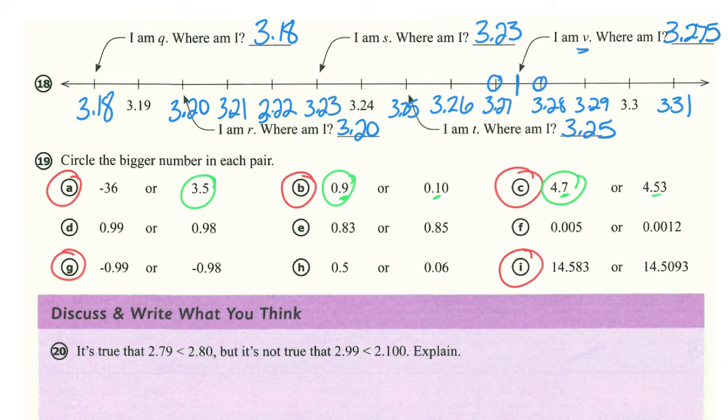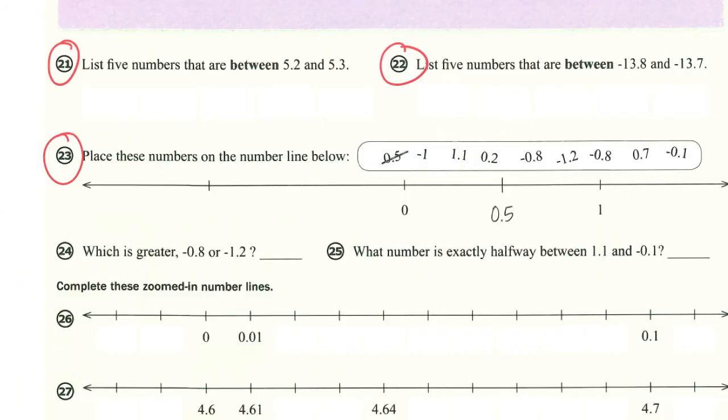In G, negative 0.98 is going to be bigger because negative 0.99 is farther into the negatives. And in I, 14.583 is bigger. The number is all the same until you get to the 100th digit, where you have an 8 and then a 0 you're comparing. So the one with 8 is going to be bigger.